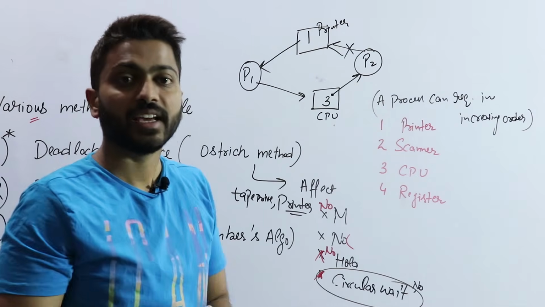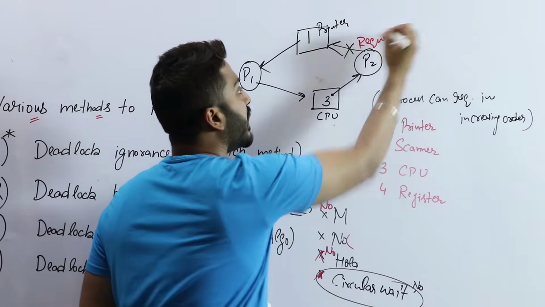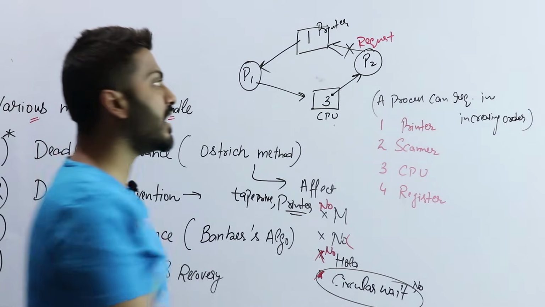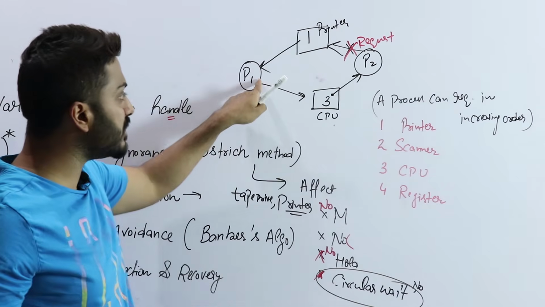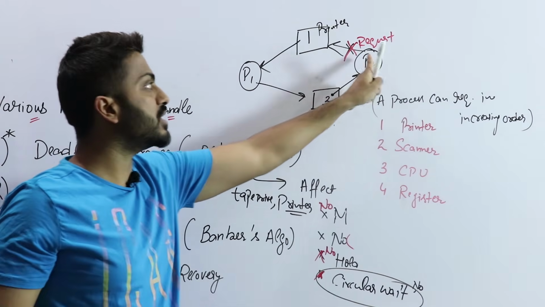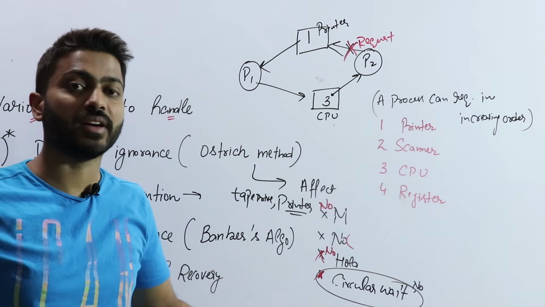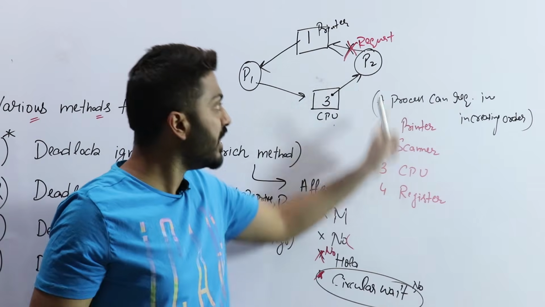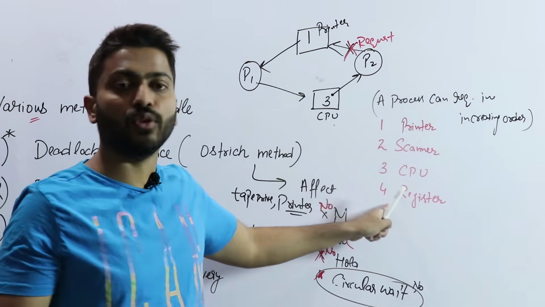This request cannot be made. If this request cannot be made, we can simply say there is no circular wait, because this line is there, this is there, this is there, but this line cannot be made. This line cannot be made. But can we say that P2 can request for resource number 4?